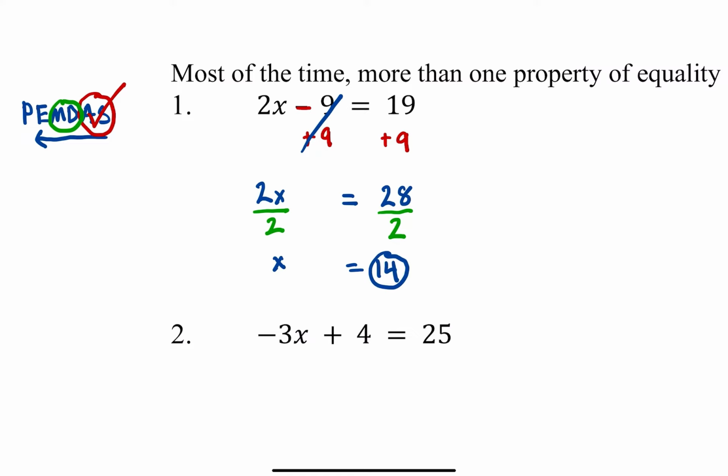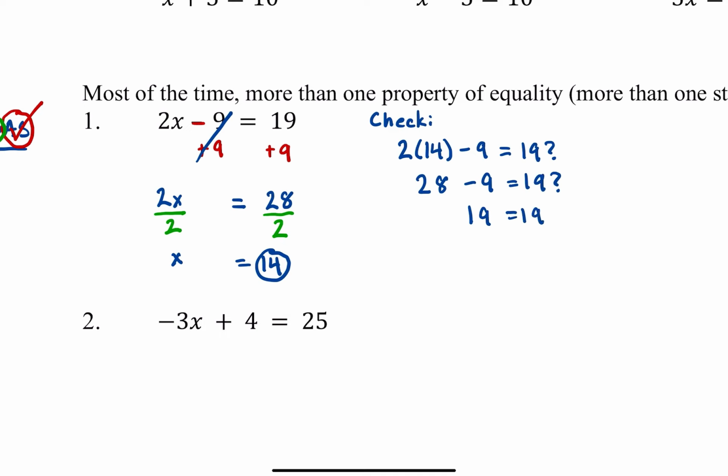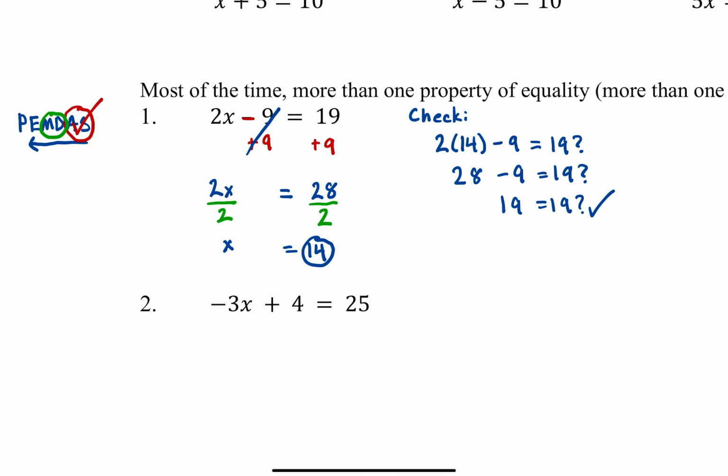And if you want to check that, you could just replace the x in the original. So to check our solution, we would do 2 times 14 minus 9, and check if that is equal to 19. And this is 28 minus 9. Is that equal to 19? Yes, because you take away 9, you end up with 19 equal to 19. So yes, x equal to 14 is our solution. There's no exponents or parentheses here. That's fine. Let's look at the next one.